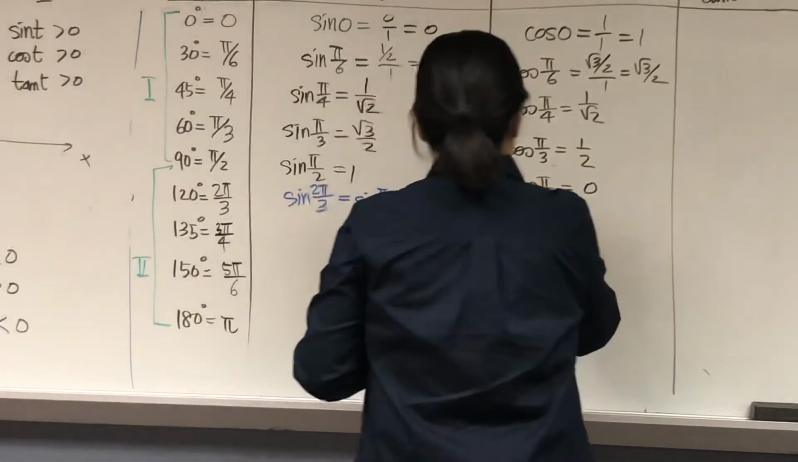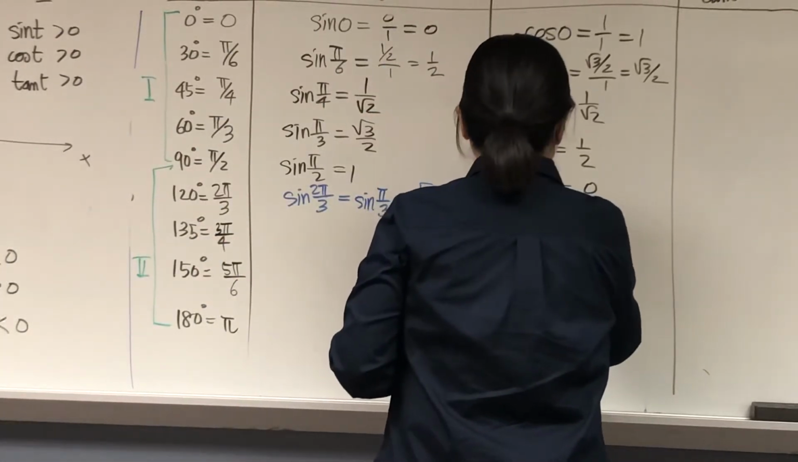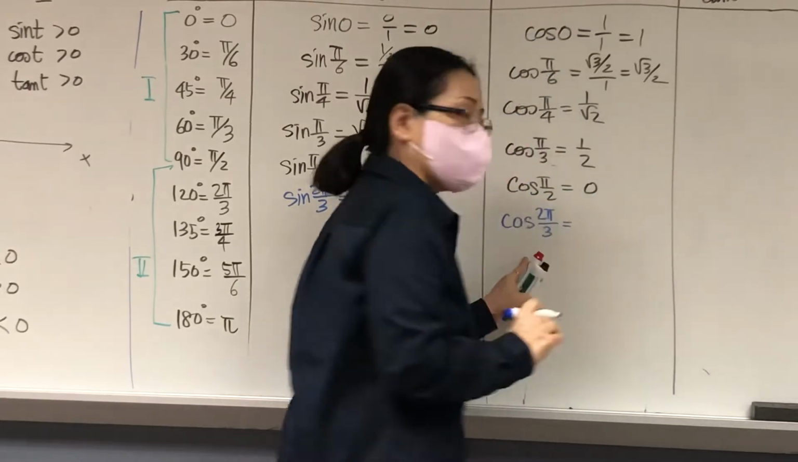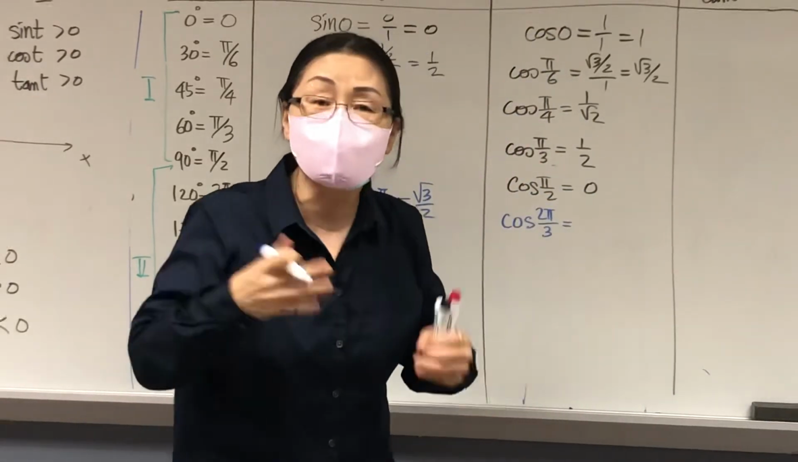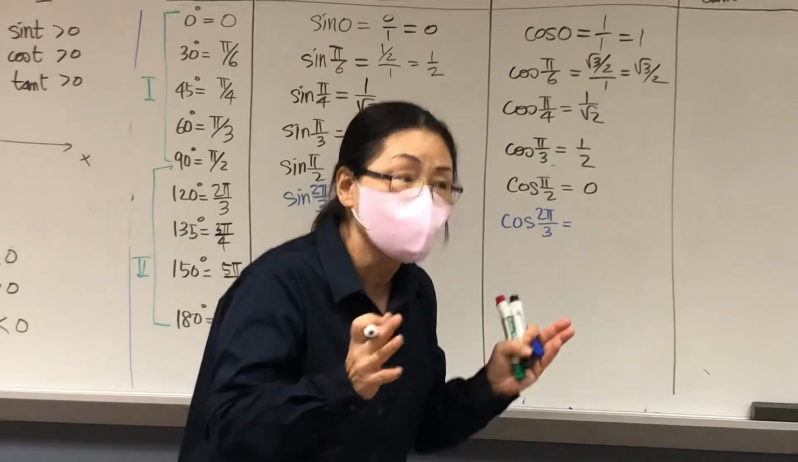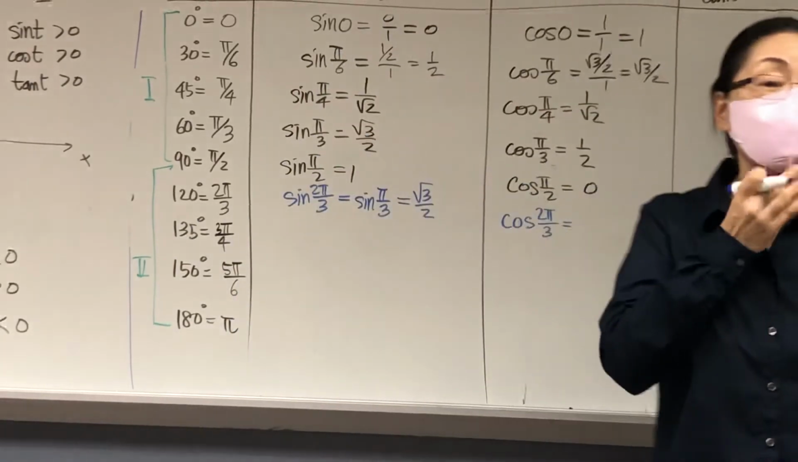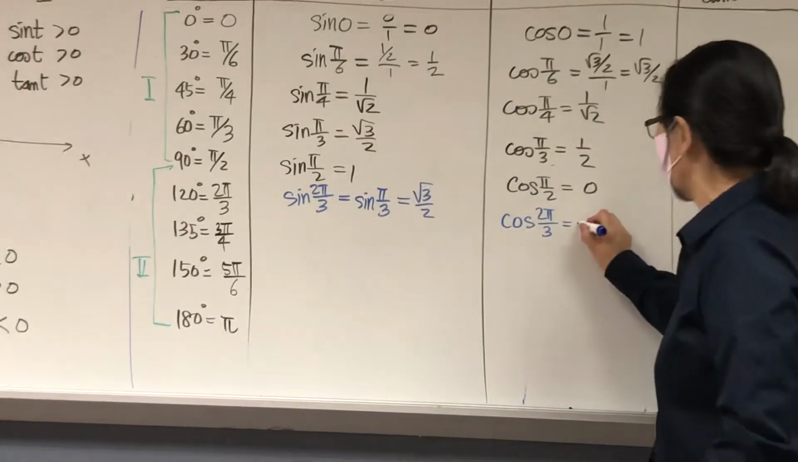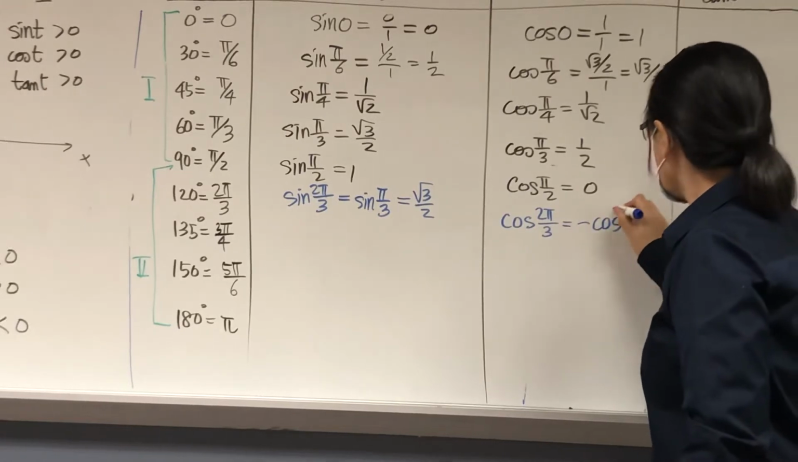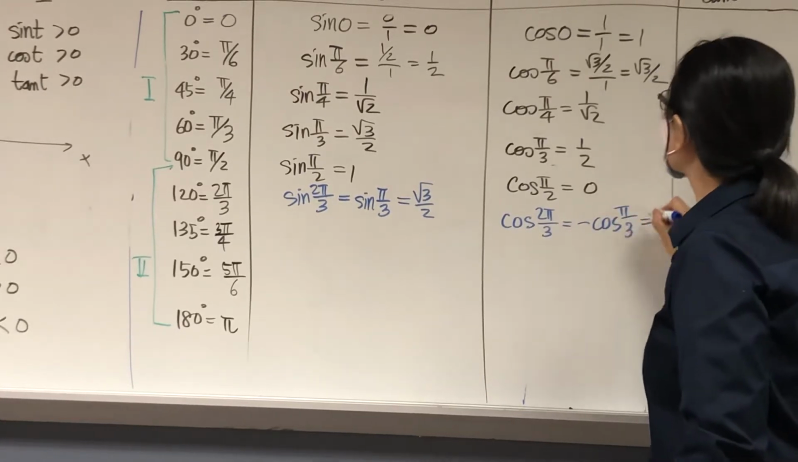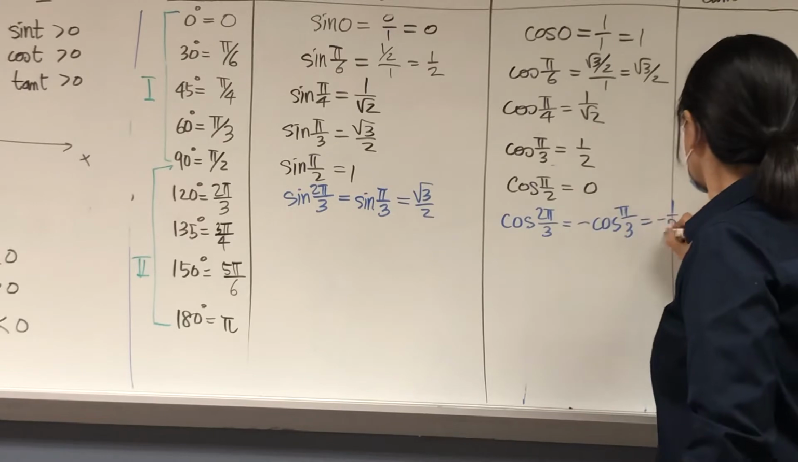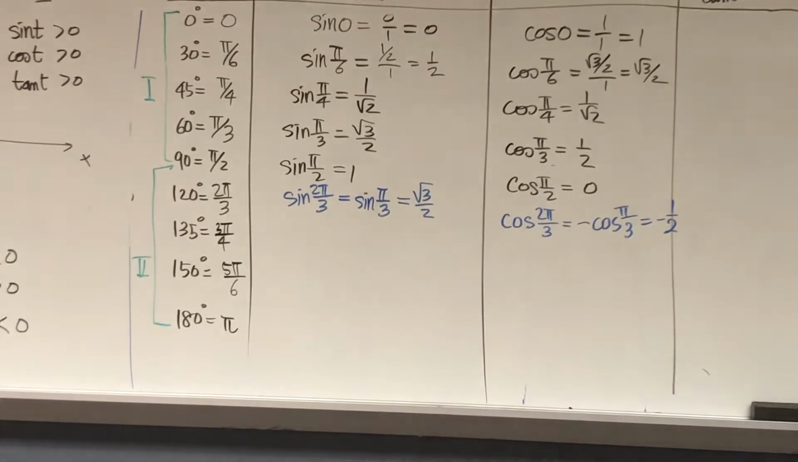Good. Now, cosine 2 pi over 3 is equal to what? Again, you need the reference number. But at the second quadrant, your cosine should be what? Negative. That's right. Negative square root 3 over 2. Am I right? It's good? Keep going.